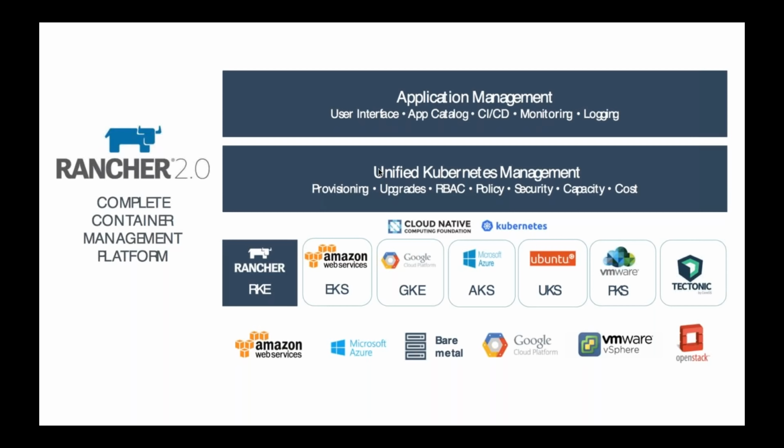Then on top of that, we have the unified Kubernetes management layer, which deals with provisioning of your workloads, upgrades, RBAC, then policies, security, such as pod security policies, and capacity, which deals with utilization and so on. And on top of that, we have the application management layer, which includes the user interface that I earlier mentioned, then app catalog. The catalog is something which lets you launch any of your applications within Rancher very quickly, and we'll include that in the demo as well. Then the application management layer also includes CI/CD and monitoring and logging.